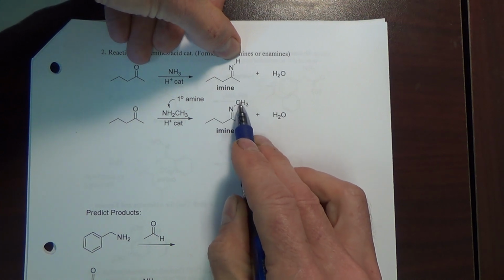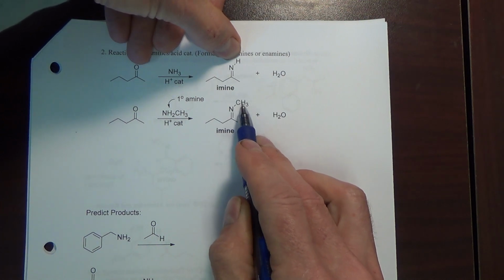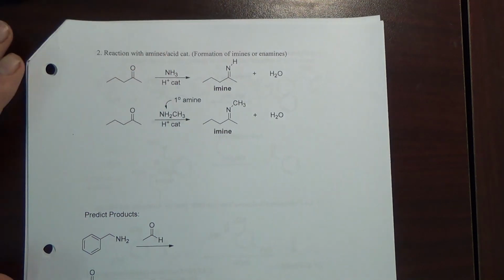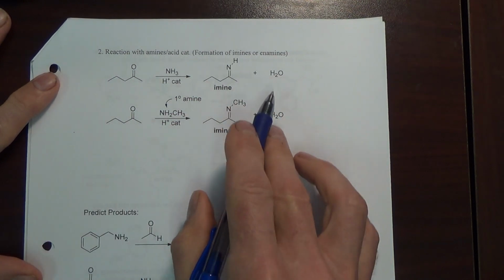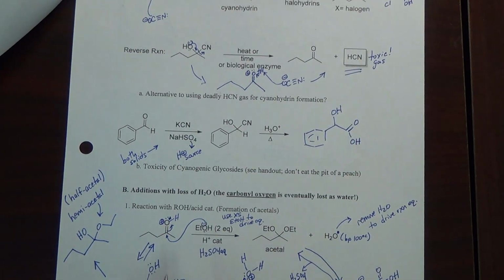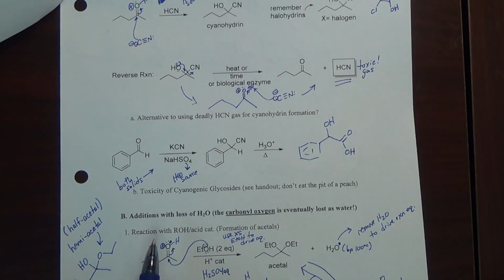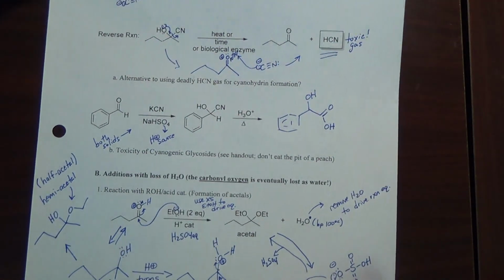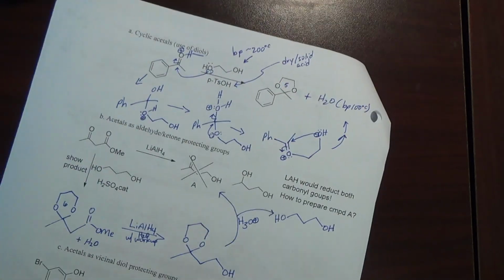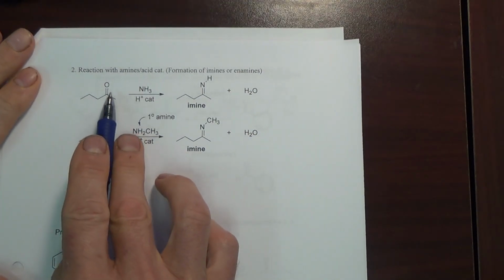And it doesn't have to be carbon. We'll see an N to O type compound later. We also form water. These reactions are reversible. Okay, of course we're under Roman numeral 2, and we're under B, additions with loss of water. So this is an addition of the amine with loss of water.